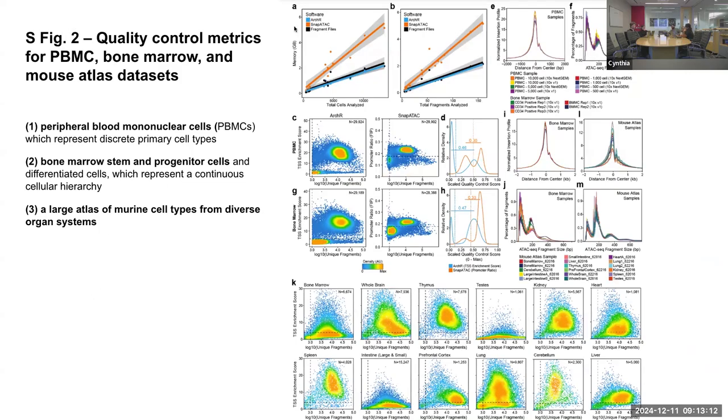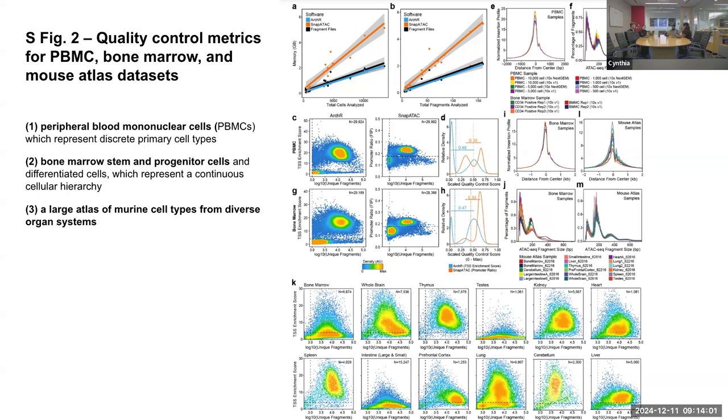Next, in supplemental figure 2, they show some of the quality control metrics that they computed based on three different data types: PBMC, the peripheral blood mononuclear cells, bone marrow stem and progenitor cells, and a large atlas of million cells in diverse organ systems. Here, panels A and B are used to compare the performance, or the memory required to process this kind of data, with snapATAC-seq and with the fragment file size.